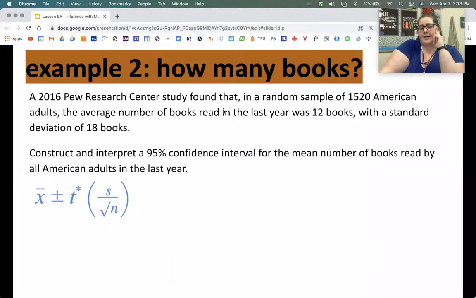In this sample, the average number of books read in the last year was 12. So 12 plus minus t star, which we could get from our t table, right? We want a 95% confidence level. And then we would need to look up our degrees of freedom. Degrees of freedom is n-1 for a one sample test, which would be 1519. That won't be on your Z table. So remember, if they don't have the degrees of freedom you need, we always go up.